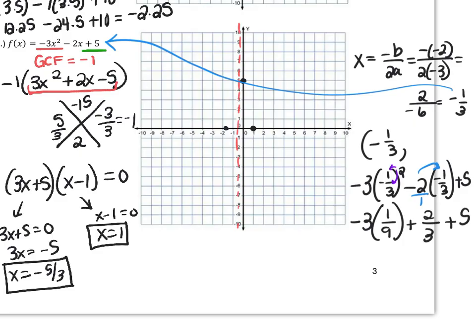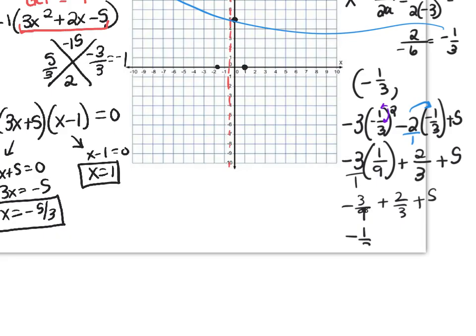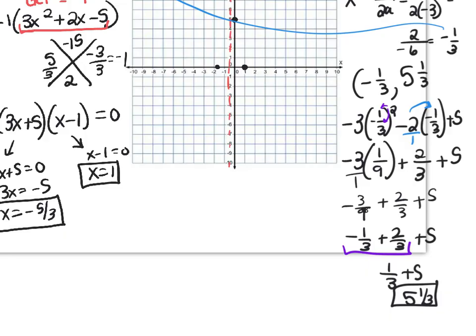2/3 plus 5. And then multiply this, so negative 3 over 9 plus 2 over 3 plus 5. This simplifies to negative 1/3 plus 2/3 plus 5. We can combine these two. So negative 1/3 plus 2/3 is positive 1/3 plus 5, meaning our y coordinate of our vertex is at positive 5 and 1/3. So the vertex is at negative 1/3, 5 and 1/3.